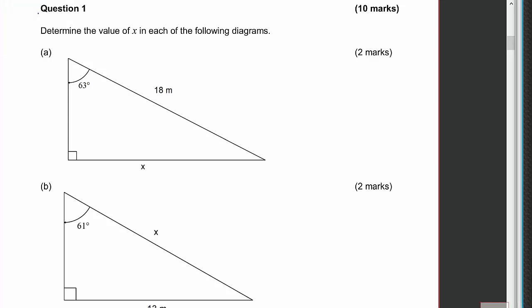Okay, so question 1. We've got a right angle triangle here, and compared to this angle, this side is the opposite and this one is the hypotenuse. If we put our mnemonic up, SOH CAH TOA, opposite and hypotenuse means we're using the sine. So the sine of the angle is equal to the opposite over the hypotenuse, which is 18.